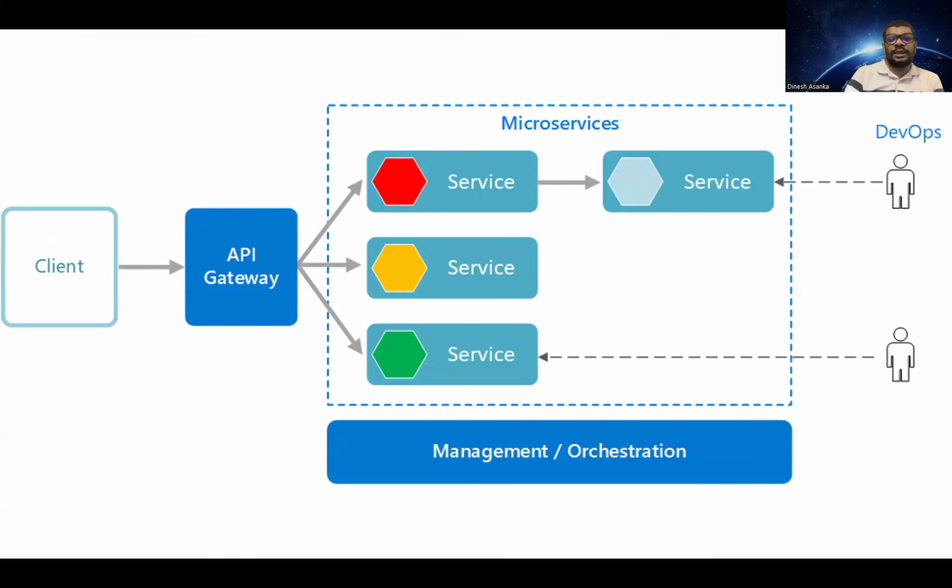So how it happens is, the client connects to the API gateway. The API gateway will connect to multiple services. In some cases, services may connect to other services. Point-to-point connection can happen, but typically it goes through the main API gateway.